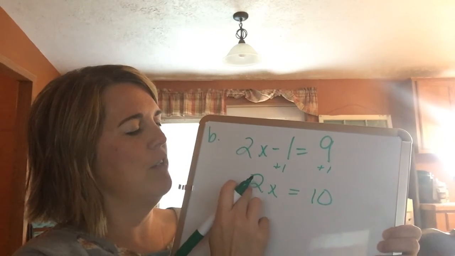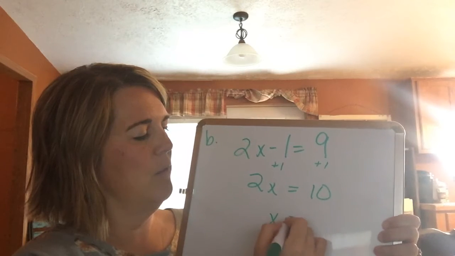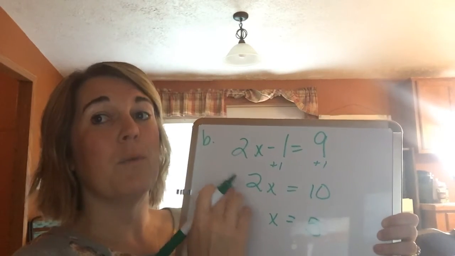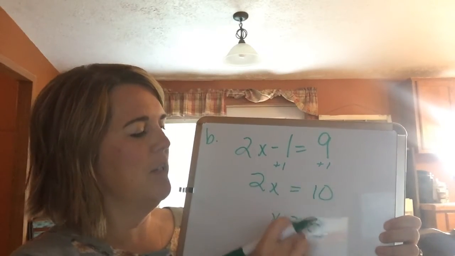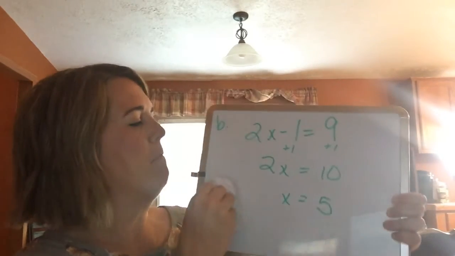Now I need 2 times what equals 10? I know you know that. So that's x equals 5. We did that because we divided by 2 here, which got rid of the 2. Whatever we do to this side, we have to do to this side. So 10 divided by 2 is 5. So for B, you should have gotten 5.